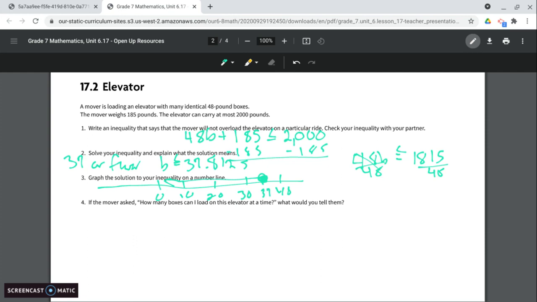If the mover asked how many boxes can I load on this elevator at a time, what would you tell them? Well, you should tell them 37 or fewer boxes, because obviously they can't put 38 because that would be too much and the elevator would not do well. So we'd only be able to do those 37 or fewer. They could put fewer on there. They wouldn't have to put 37. So making sure you understand the context of situations and not just find the answer. All right, if you guys have any questions, feel free to ask.